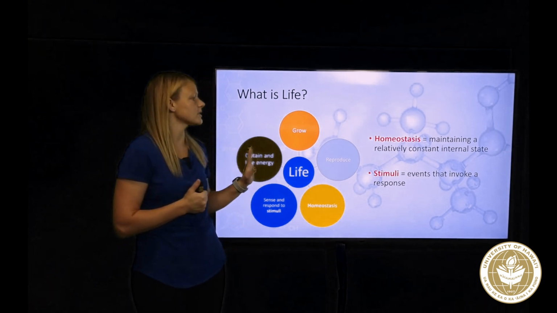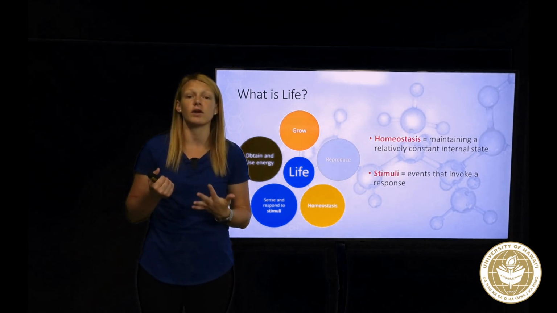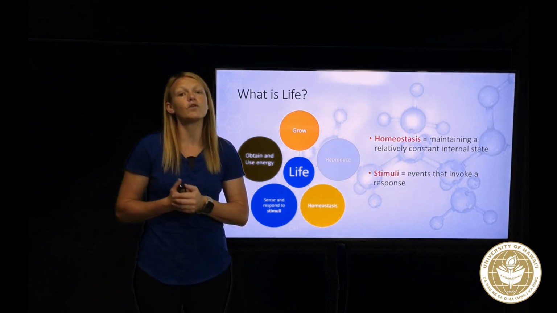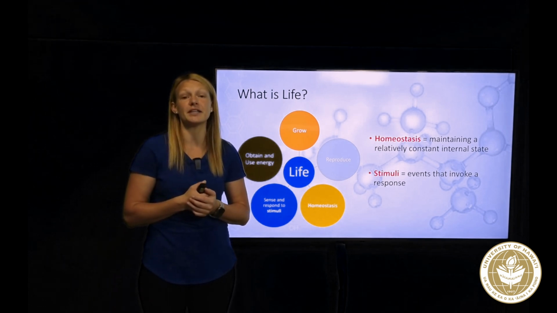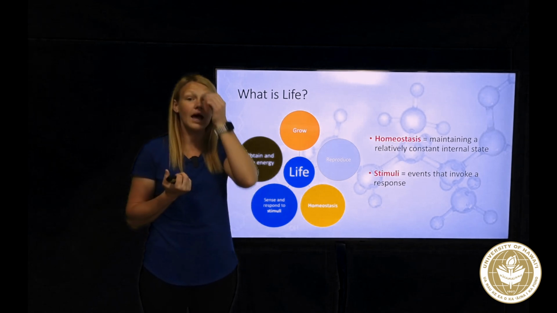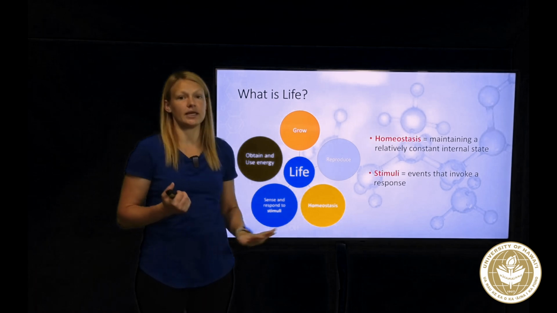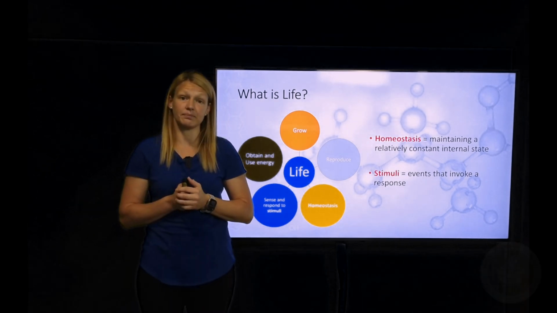So these 5 things are what we consider the 5 characteristics that all living organisms must have. If you were to Google something like this, you might see a list of 5, you might see a list of 6, you might see a list of 8. But these are the basic 5 that you have to see for an organism to be living.